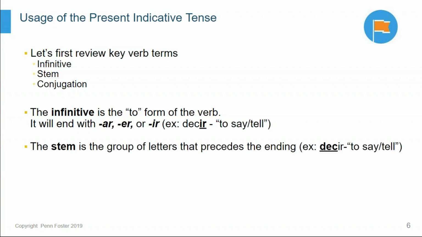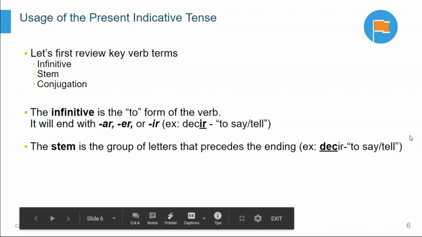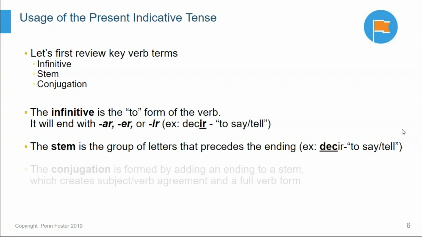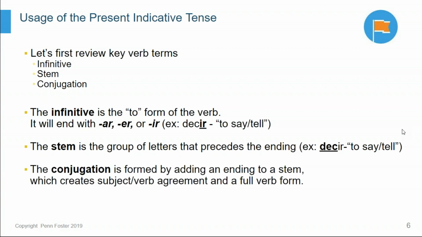The stem, however, is the group of letters that precedes the ending, in this case, using the same example, the DEC, everything but the infinitive ending. And finally, the conjugation is formed when you add a stem with an ending and creates subject-verb agreement or a full verb form. So the verb to say, the infinitive, versus I say or I tell, which are both examples of conjugations.